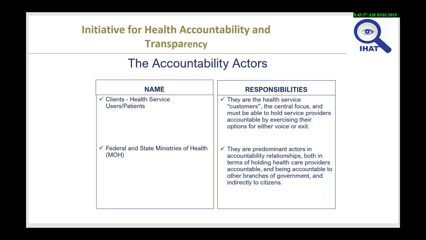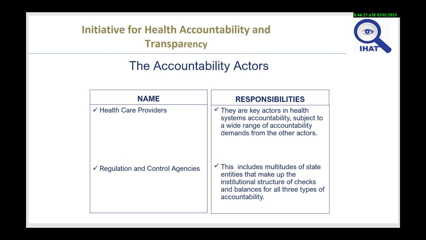The second category are the federal and state ministries of health, and they are the predominant actors in accountability relationship. And this is in terms of holding healthcare providers accountable and also being accountable to other branches of government for funds that are appropriated for health service delivery, and also indirectly to the citizens. Another category is the healthcare providers, the institutions, and individual providers. They are key actors in health system accountability, and they are subject to a wide range of accountability demands from other actors like we have mentioned, the patients, the government, the NGOs, the citizens.